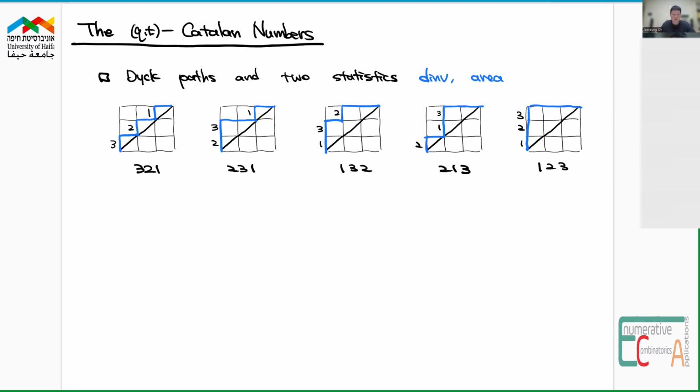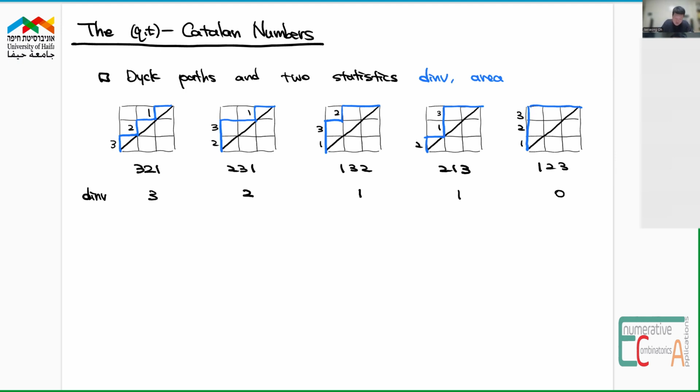Then we can associate a permutation to each Dyck path. So for the first Dyck path, we have 3, 2, 1. For the second Dyck path, we have 2, 3, and then 1. And for the third Dyck path, we have 1, 3, and then 2. Okay. And now we can define the dinv, which is a diagonal inversion statistic. And you have already seen why diagonal comes up. And dinv is just the inversion statistic of the permutation associated to the Dyck path.